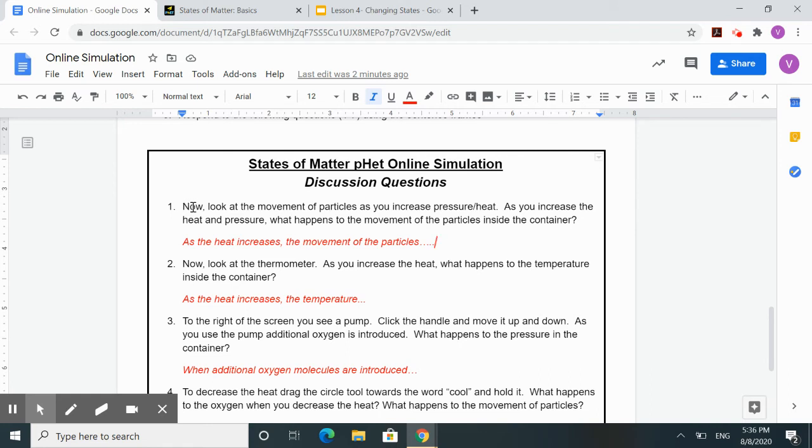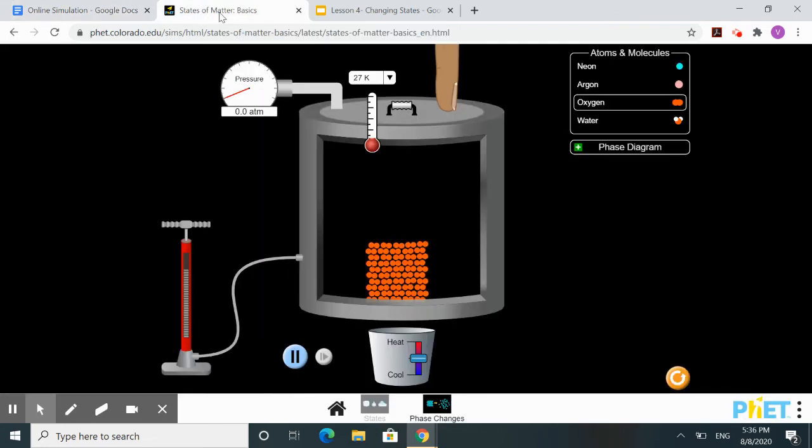So the first question says, I'm going to do the first question with you guys. You're going to do the rest on your own. Now look at the movement of particles as you increase pressure and heat. As you increase the heat and pressure, what happens to the movement of the particles inside the container? So let's increase heat. As you increase heat, what happens to the temperature? It's increasing right here, right?